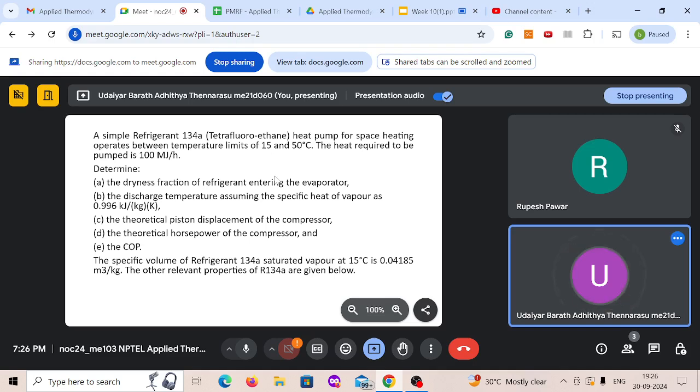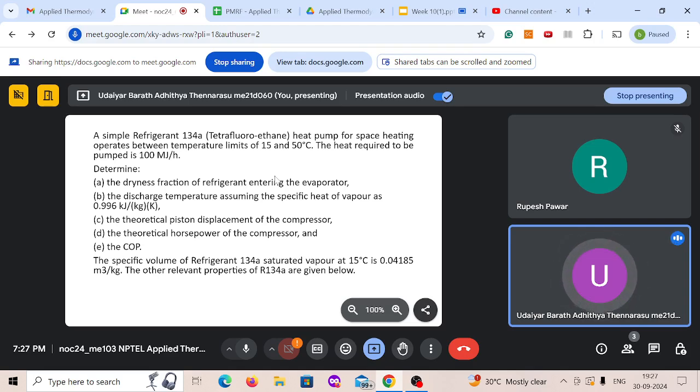So the next question is, a simple refrigerant R134A heat pump for space heating operates between temperature limits of 15 and 50 degrees Celsius. The heat required to be pumped is 100 megajoule per hour. Determine the dryness fraction of refrigerant entering the evaporator, the discharge temperature assuming the specific heat of vapor as 0.996 kilojoule per kg Kelvin, the theoretical piston displacement of the compressor, the theoretical horsepower of the compressor, and the COP.